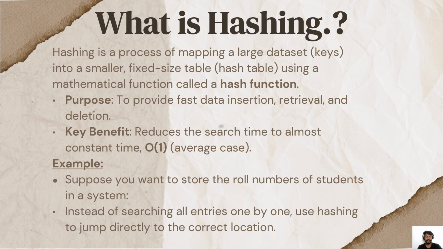What is hashing? Hashing is a process of mapping a large data set, that is the key, into a smaller fixed-size table, the hash table, using a mathematical function called a hash function. The purpose of hashing is to provide fast data insertion, retrieval, and deletion. The key benefit of hashing is that it reduces the search time to almost constant time.